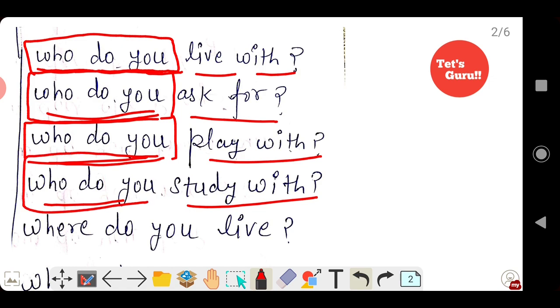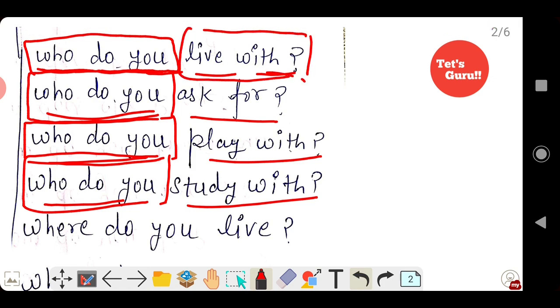This is the same line that has been repeating. Who do you study with? Who do you read with? Who do I study with? Who do they study with? Who do you? This is constant. This is a kind of phrase, friend, just try to learn in this way. Who do you? Who do I? Who do they? And just change this line.